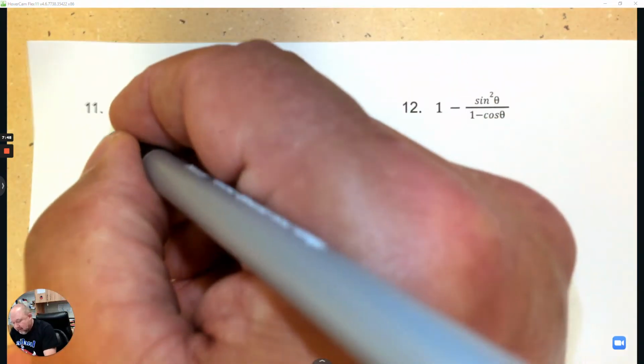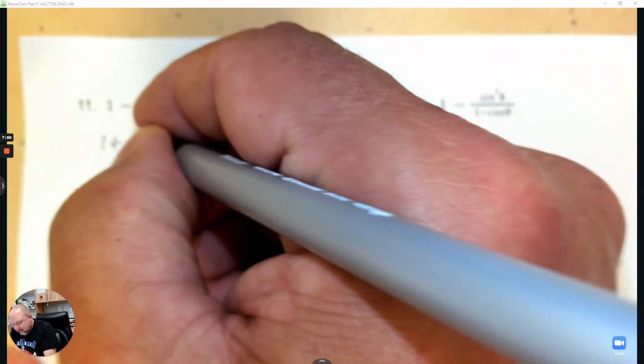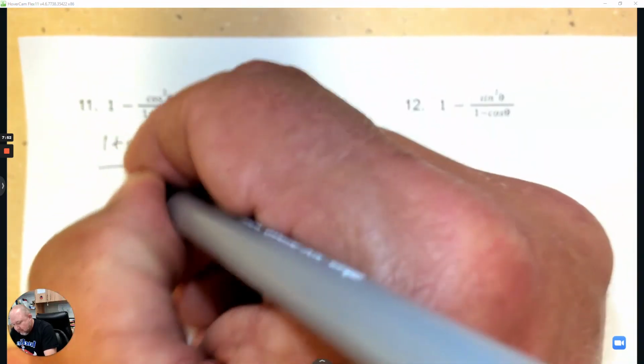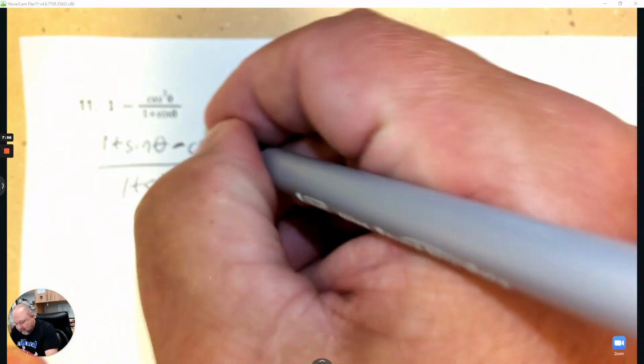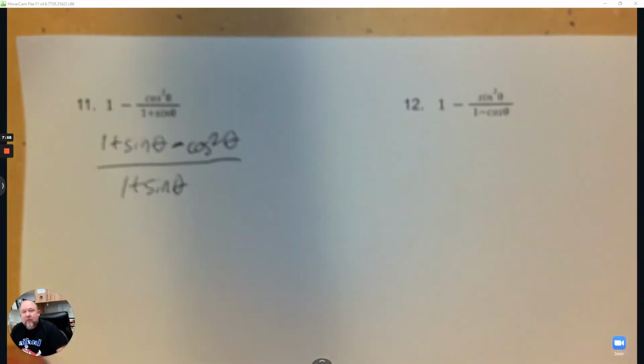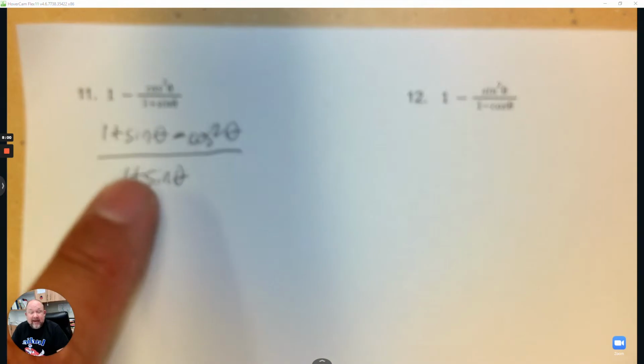I need to write this as one fraction. So instead of 1, I write 1 plus sine theta over 1 plus sine theta. And then I have negative cosine squared theta. There are no like terms, so they just go beside each other. But now we have like terms. I mean, we have common denominators.